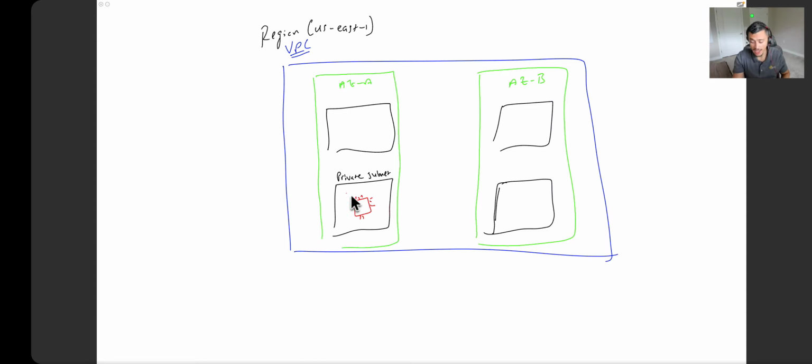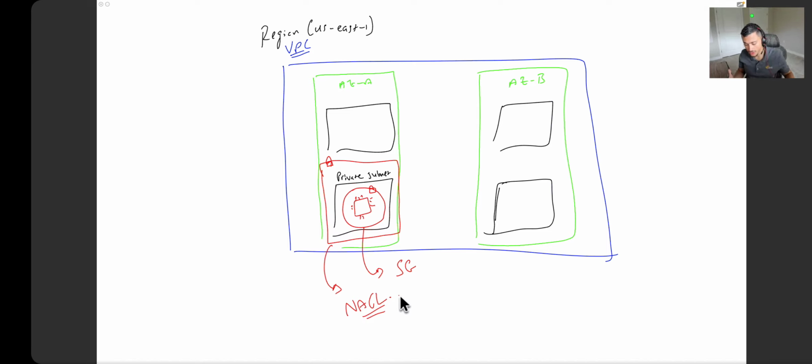Around our EC2 instance, we have our security group. So we launch it within a security group, and then around our subnet, we have our network ACL, the NACL, right? So it's important to understand the differences between these. The security group acts at the instance level, whereas the network ACL acts at the subnet level, right? And it's also important to understand that security groups are stateless.